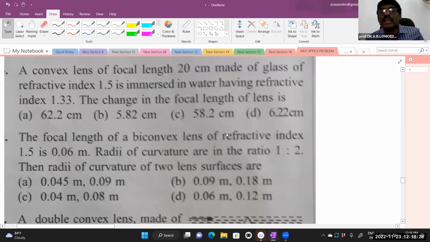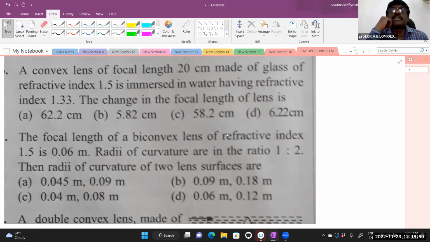A convex lens of focal length 20 centimeter, made of glass of refractive index 1.5, is immersed in water having the refractive index 1.33. The change in focal length of the lens is: 62.2 centimeter, 5.82 centimeter, 58.2 centimeter, and the last option 6.22 centimeter. I read the question.